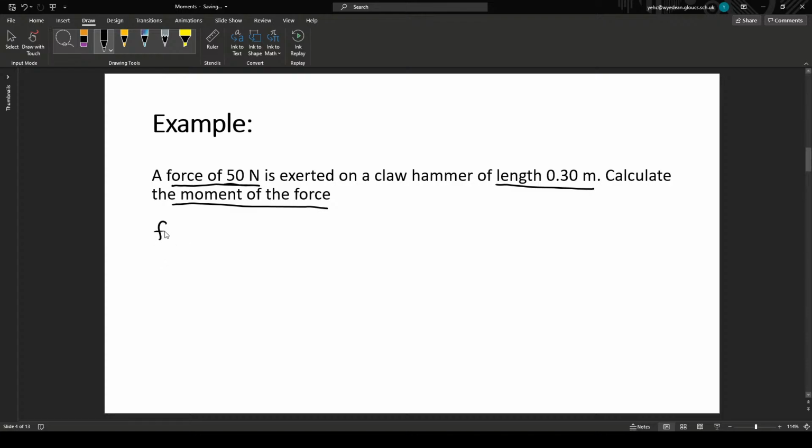So a force of 50 newtons, force equals 50 newtons, is exerted on a claw hammer of length 0.30 meters. So distance from pivot equals 0.30 meters. Calculate the moment of the force. Moment equals question mark. I'm going to draw a diagram of this just so then you guys can see what I mean by moments. Okay.